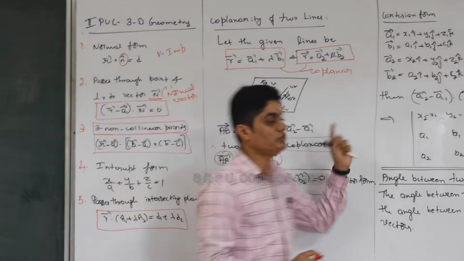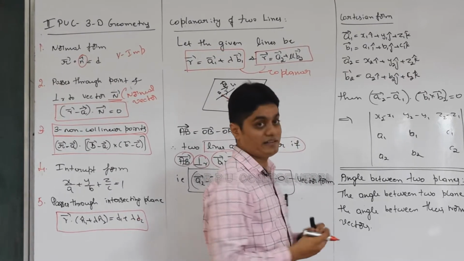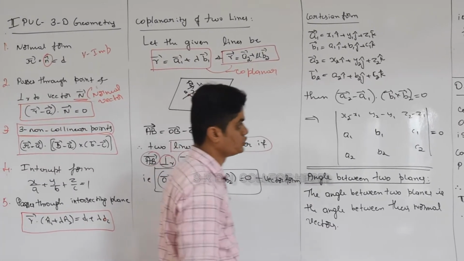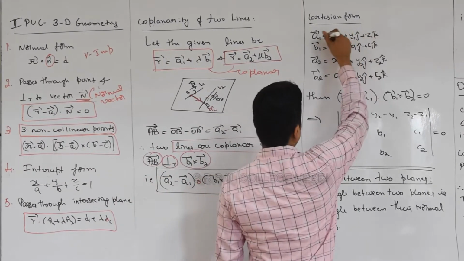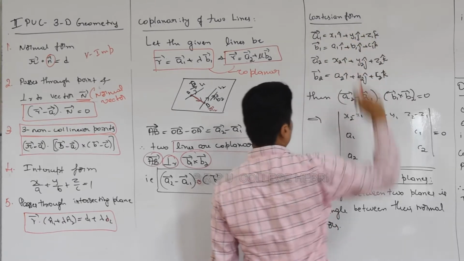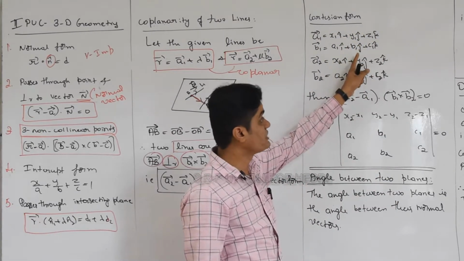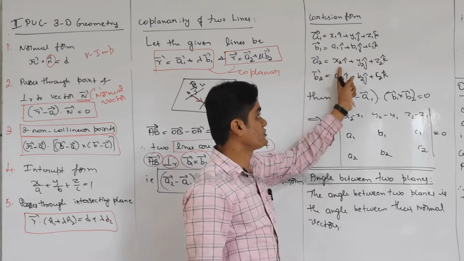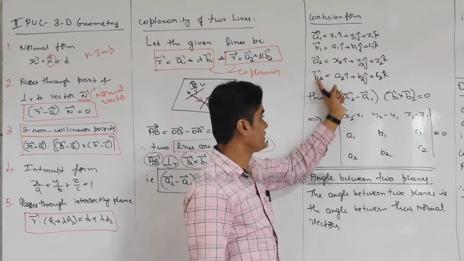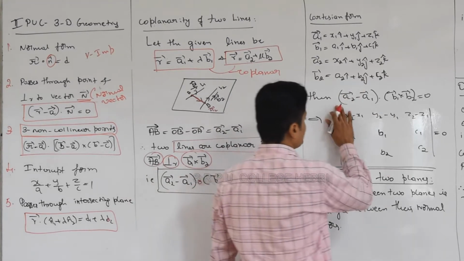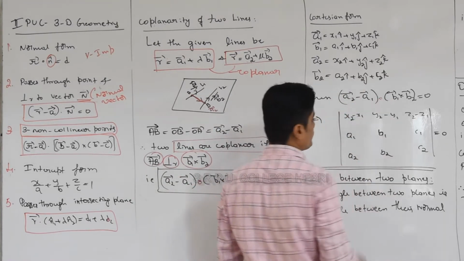So now I will explain how to get the Cartesian form condition for the coplanarity of the two lines. Let A1 be x1 i plus y1 j plus z1 k, B1 is equal to a1 i plus b1 j plus c1 k, vector A2 is x2 i plus y2 j plus z2 k, and vector B2 is equal to a2 i plus b2 j plus c2 k. Now consider A2 minus A1 dot B1 cross B2.